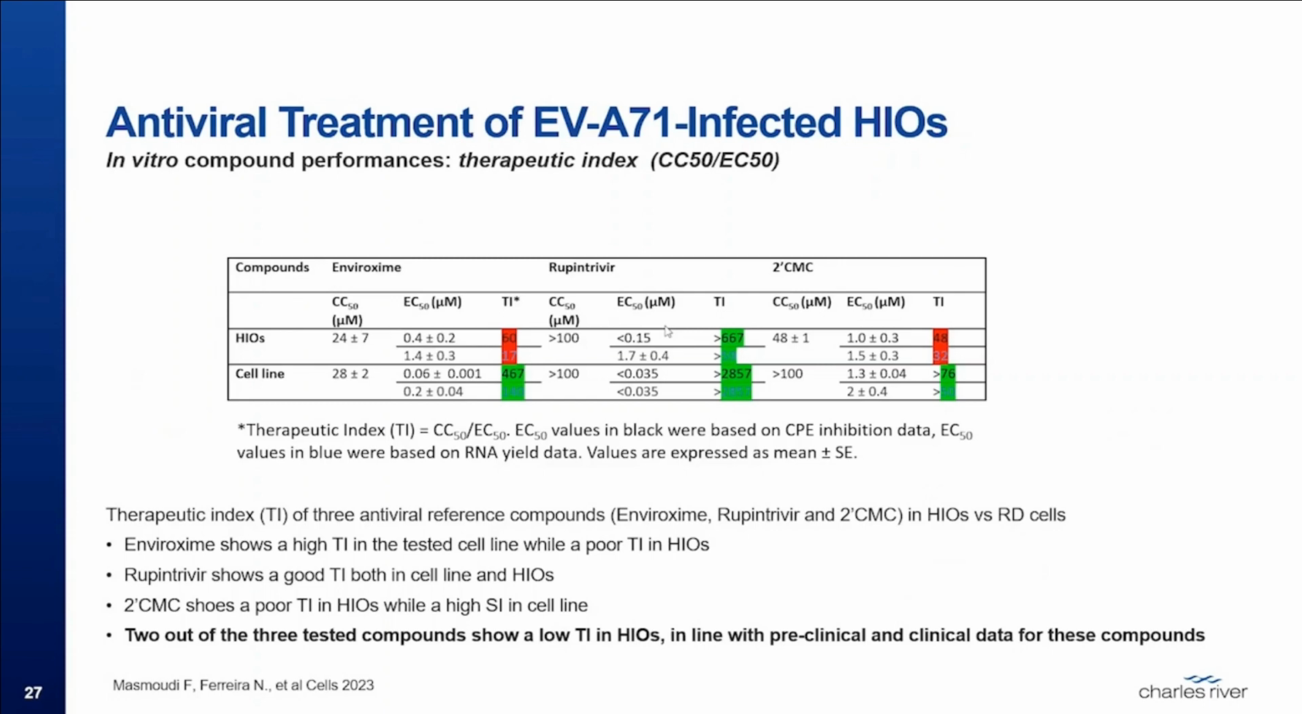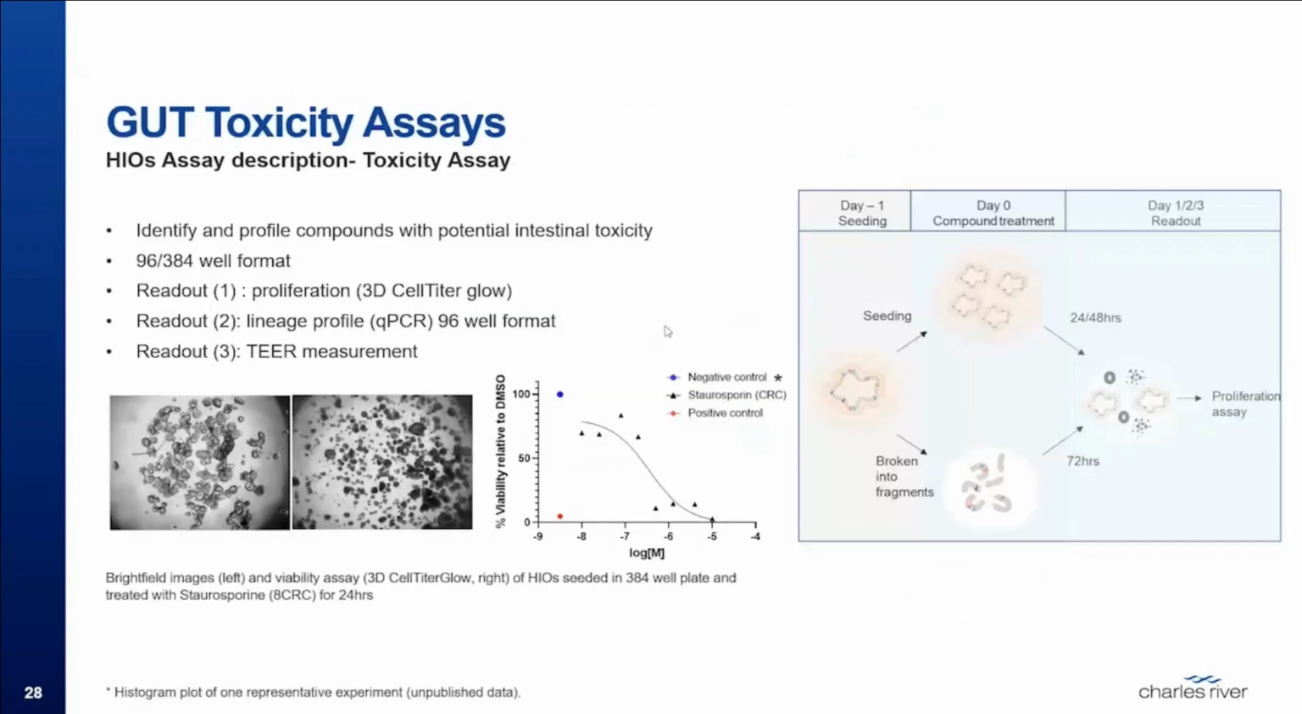So this is just to highlight that using a more complex system, we could already have eliminated 2 out of the 3 compounds at the early stage of the drug discovery program that instead went through clinical trials. And we can obviously extend this to any other compound where we want to test the toxicity in the gut. So we can look at the proliferation.